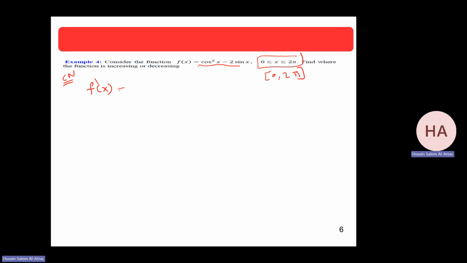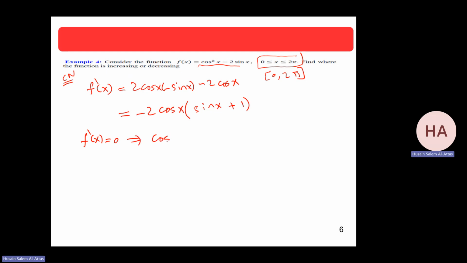Now you need to be careful with the calculation. That will be 2 cosine x times minus sine x, derivative of cosine, minus 2 cosine x. So I can take minus 2 cosine x as a common factor of what? Sine x plus 1. You can check, multiply: minus 2 cosine x sine x, minus 2 cosine x. So this is correct. So I have f prime equals 0.